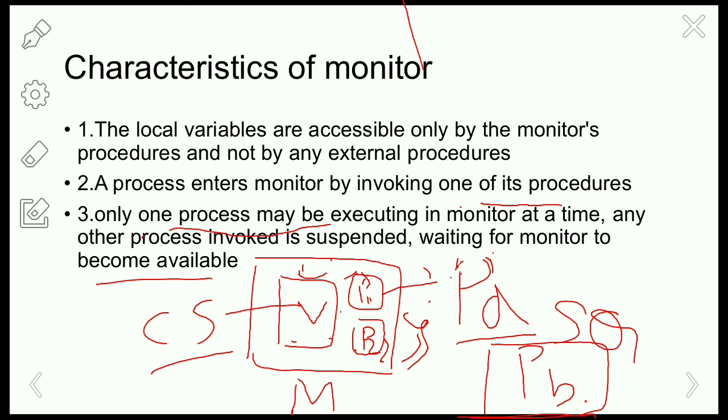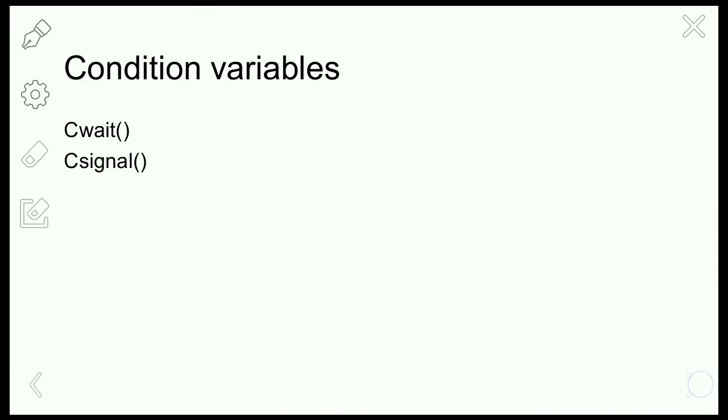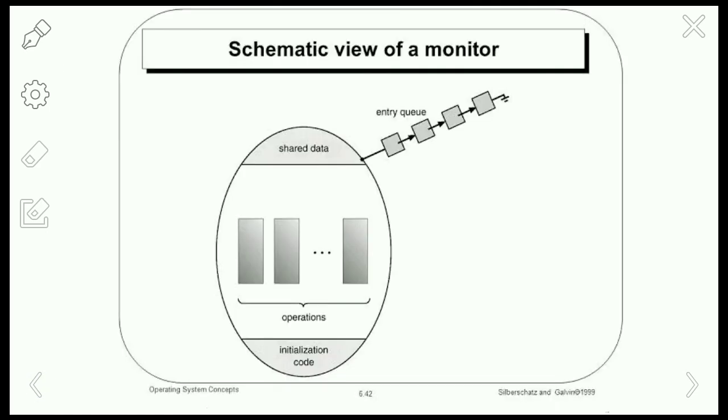So two functions operate on condition variables, that is C wait and C signal. So these are the two condition variables that we are going to use. So this is the schematic view of a monitor. So here we have seen the shared data and operations. So these are the operations or procedures here. So we are having n number of procedures.